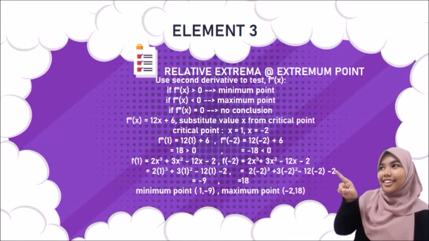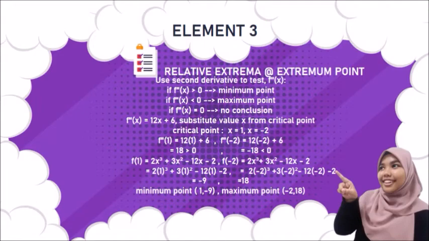After that, we need to substitute the values of x from the critical points into f double prime x. In the critical points, x equals 1 and x equals -2. When x equals 1, we substitute 1 into f double prime x. So we get f double prime 1 equals 18. While when x equals -2, f double prime -2 equals -18. -18 is less than 0, so there is a maximum point.